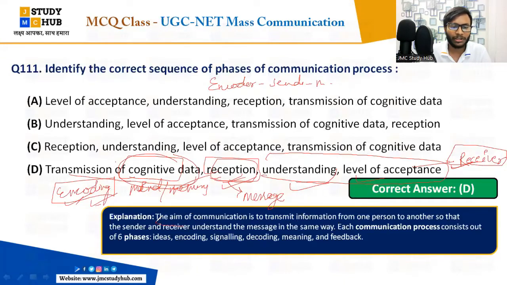The aim of communication is to transmit information from one person to another so that sender and receivers understand the message in the same way. Each communication process has six phases: ideas and encoding, then signal, decoding, meaning, and feedback. So these are the phases of the communication process. Is everybody clear? Jaldi se batayenge. It is clear to everybody? Yes, absolutely.